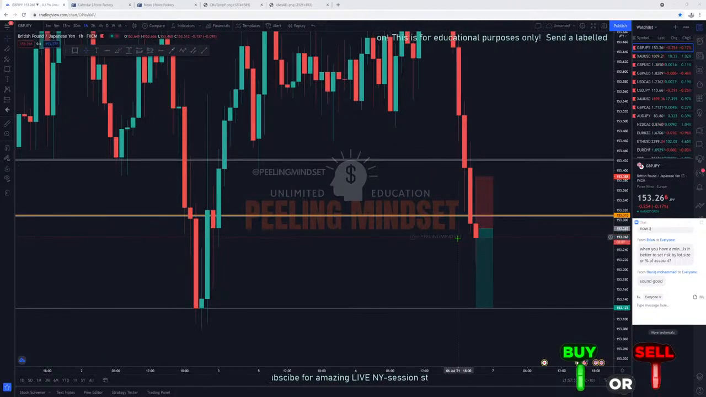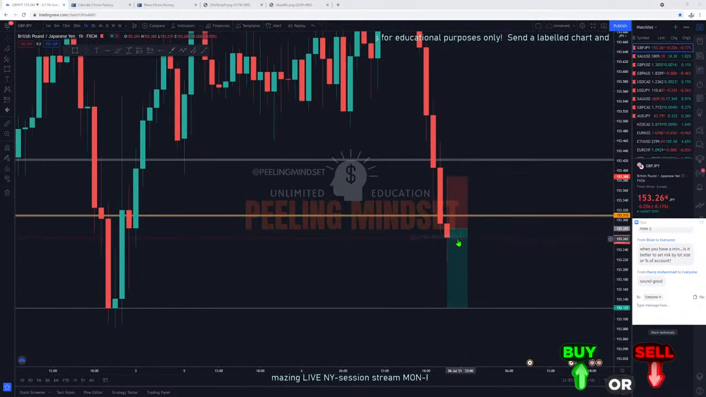Let's see if this hourly candle maintains a bearish posture or what's going to happen in the next 2 minutes. For now, the trade is still running.